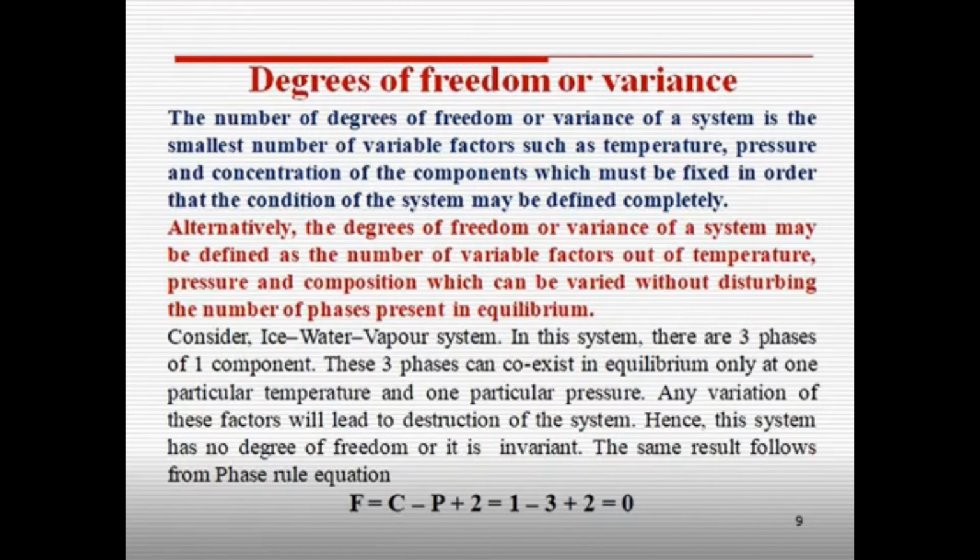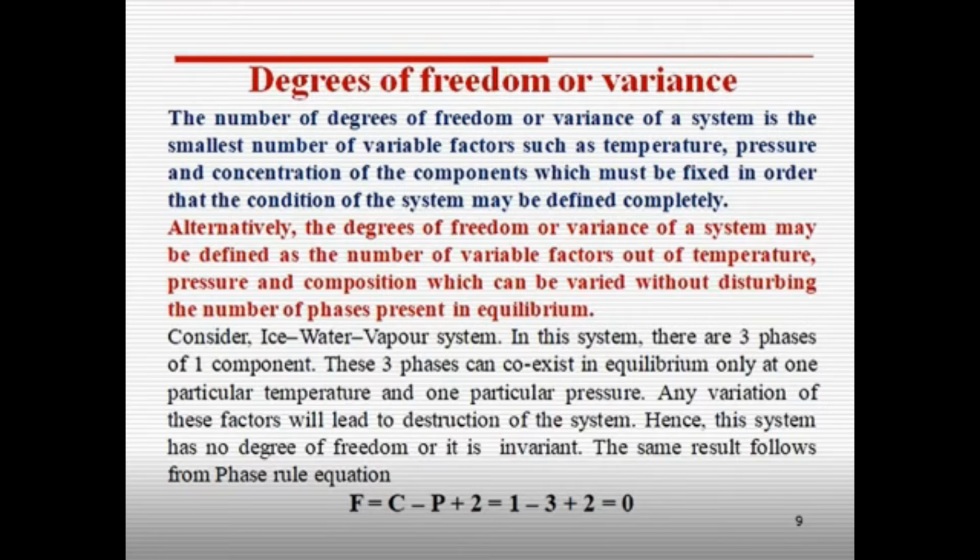Next, we will define the term degrees of freedom or variance. The degrees of freedom or variance of a system is the smallest number of variable factors such as temperature, pressure and concentration of the components, which must be fixed in order to define the state of the system completely. Or alternatively, degrees of freedom may be defined as the number of variable factors out of temperature, pressure and composition, which can be varied without disturbing the number of phases present in the equilibrium.